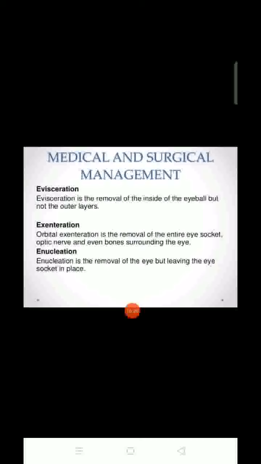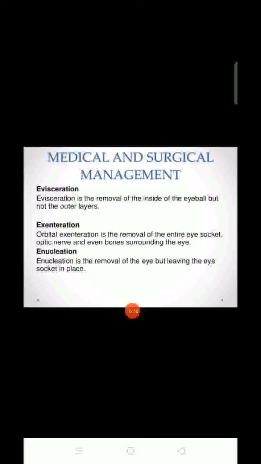Again, I am repeating: evisceration, exenteration, enucleation. Evisceration is the removal of the inside of the eyeball but not the outer layers. Orbital exenteration is the removal of the entire eye socket, the optic nerve also, and even the bone surrounding the eye.